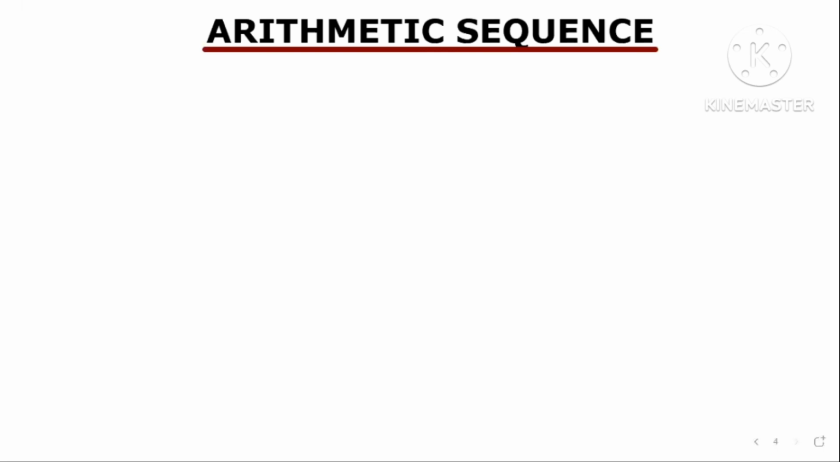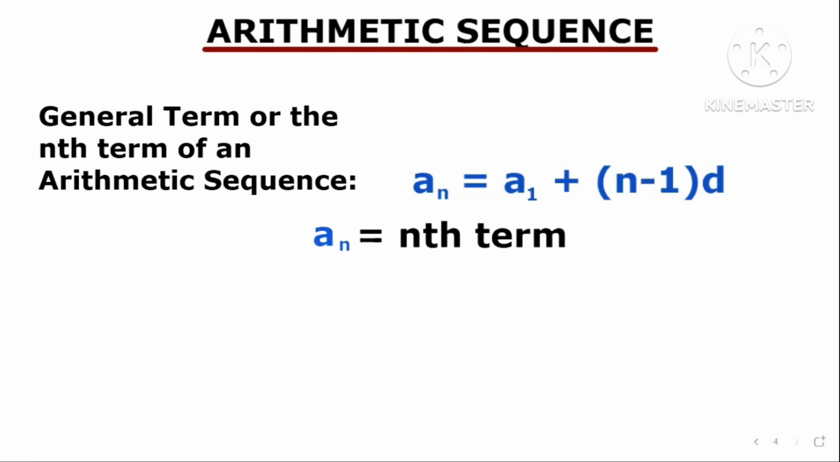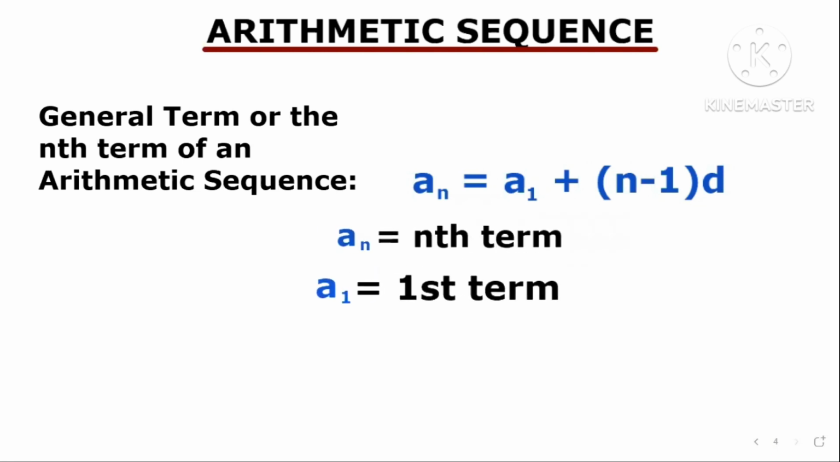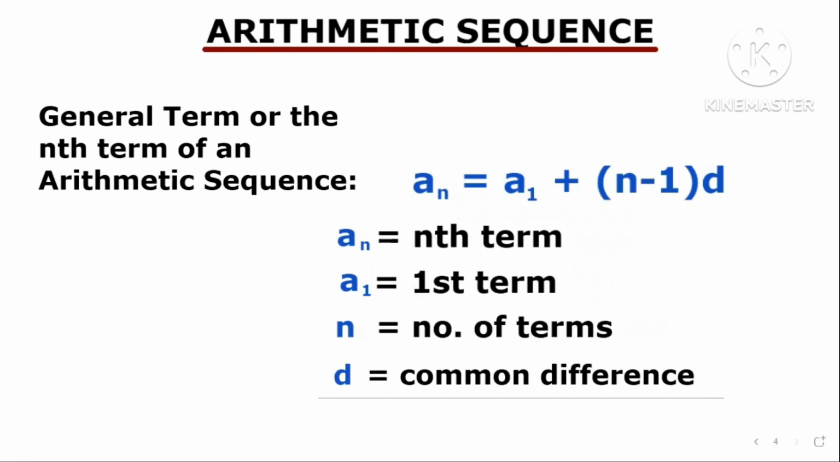Let us now go to the main topic: the general term, or the nth term, of an arithmetic sequence. It is given by the formula a sub n is equal to a sub 1 plus n minus 1 times d, where a sub n is the nth term, a sub 1 is the first term, n is the number of terms, and d is the common difference.